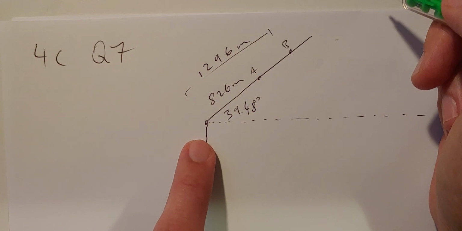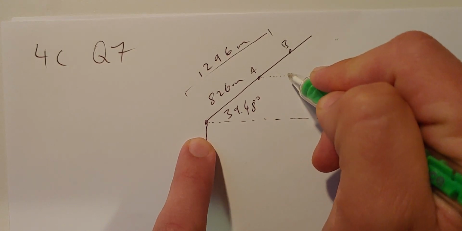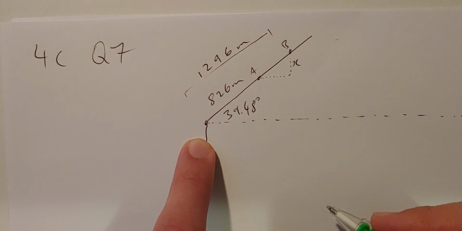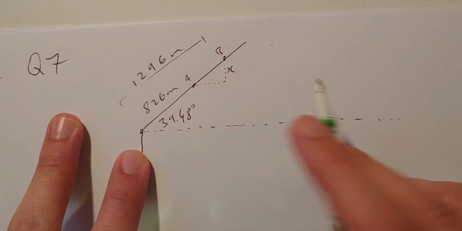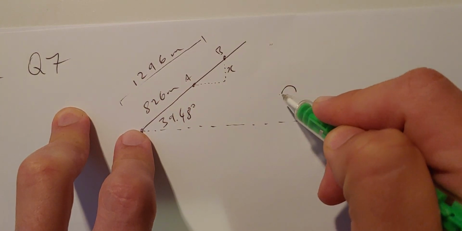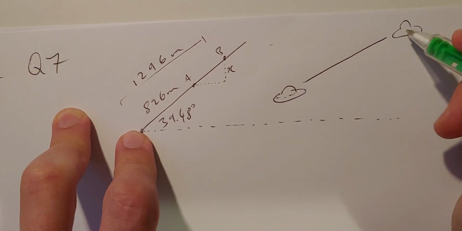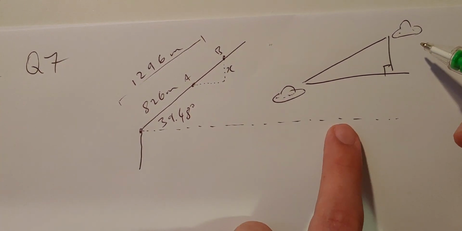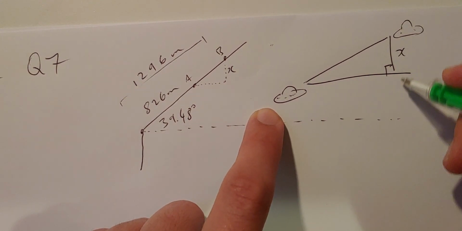Find the difference in height between the 2 unidentified flying discs to the nearest meter. So what we're actually finding is this bit here, x. Let's focus on just this AB. We have a flying disc here, and another UFO up here, and we have a right angle here, and we're trying to find the difference in height. So x is the difference in height between these 2 UFOs.